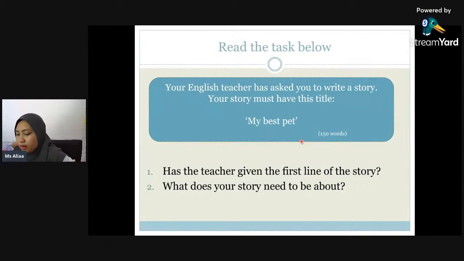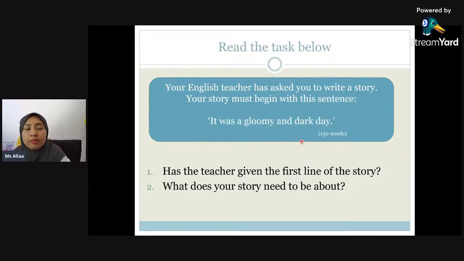Okay, now let's look at the second example of the task. Your English teacher has asked you to write a story. The story must begin with the sentence, It was a gloomy and dark day.